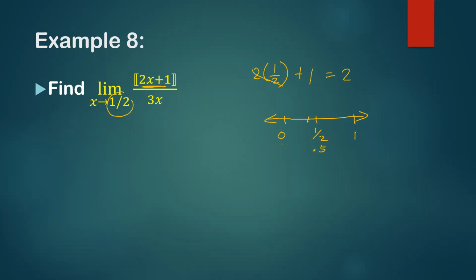We can consider here 0.49, 0.499. If we consider those values and substitute them here, the value we get for 0.49 will be different from the one for 0.51, 0.5001. So we have to get the limit as x approaches 1 half from the left, and 1 half from the right.